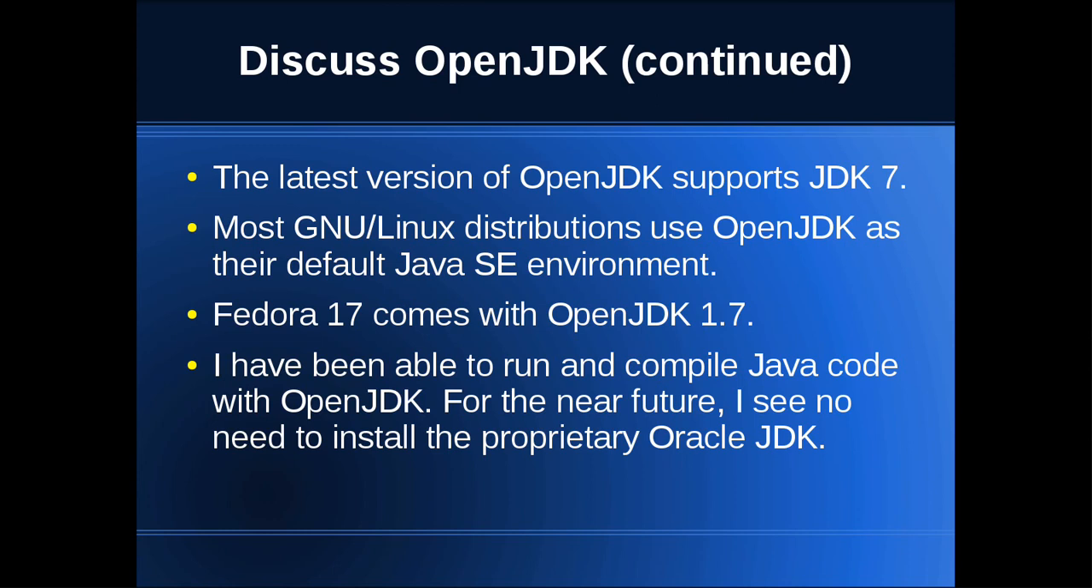Okay, OpenJDK continued. The latest version of OpenJDK as of today, I'm recording this on June 17, 2012, is JDK version 7. Most GNU/Linux distributions use OpenJDK as their default Java SE environment. Fedora 17, which is what I'm currently using, just came out a few weeks ago, and comes with OpenJDK 1.7. I've been able to compile and run Java code with OpenJDK. I haven't had any problems. So for the near future, I see no need to install the proprietary Oracle JDK. The source code for that Oracle JDK is not available to you. You can't analyze it, so you're pretty much trusting that Oracle is going to do the right thing, which I frankly don't trust them to do. So I prefer using open source OpenJDK.